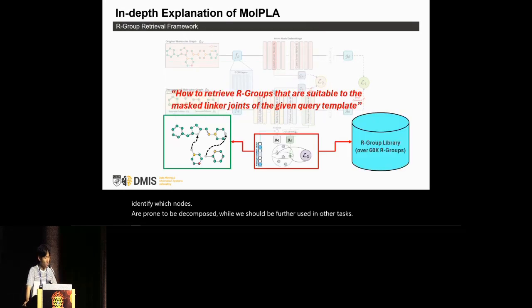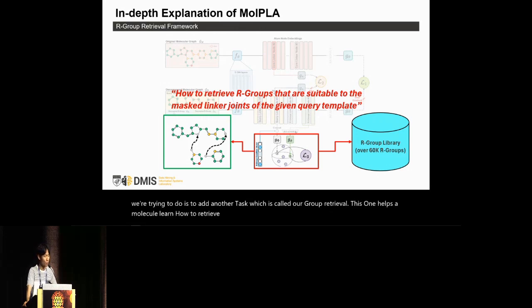And the third loss is related to the R group retrieval loss. And what we're trying to do is to add another task, which is called R group retrieval. This one helps the molecule learn how to retrieve R groups that are suitable to the mask linker joints of the given query template. So let's say that I detach the R groups from the current molecule. Now in that detached form, we have two different mask linker joints. And I want to retrieve some better R groups that can actually optimize the compound itself. This is what the R group retrieval framework does.